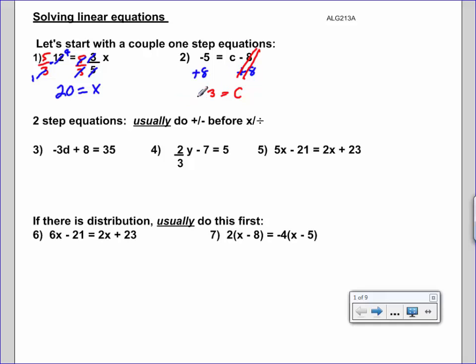Okay, moving on to some two-step equations. It says usually, and most often, you'll do the addition or subtraction in the process of getting your variable by itself before you do the multiplication or division. So we want to get d by itself. First, we'll get rid of the +8 by subtracting.